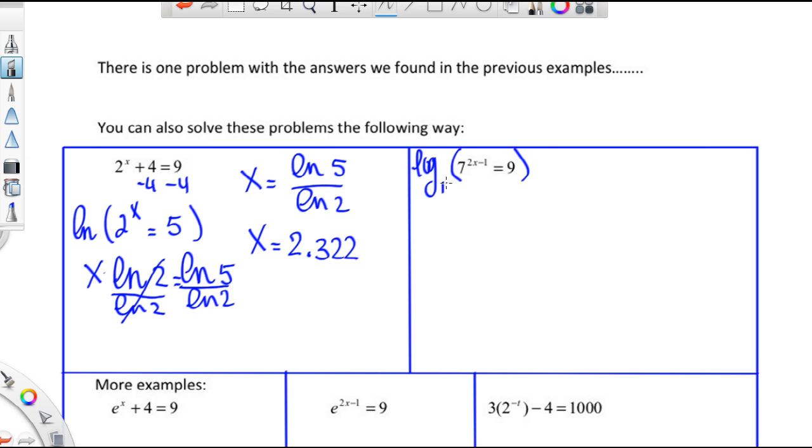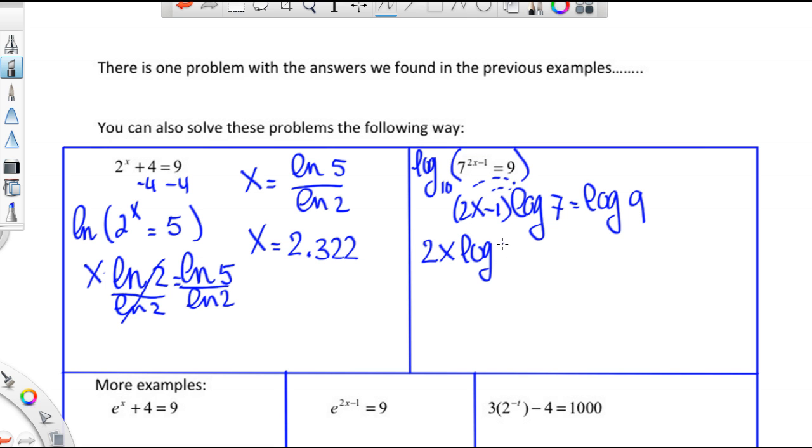If I use the log base 10, then the 2x minus 1 still comes down as an exponent, and on this side I would have a log of 7. I am going to be somewhat lazy here, and then here I'd have to take the common log as well, so I get a log 9. Now I'm really interested in what the x is. So to get x completely by itself, I'm going to have to distribute this first. So I have 2x times the log of 7, keep in mind that's base 10, minus the log of 7 equals the log of 9.